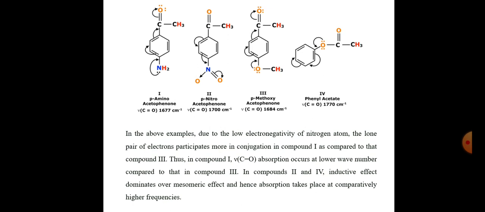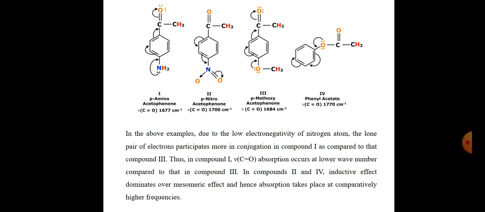Next one, para-nitroacetophenone. Nitro groups are electron withdrawing groups. Therefore, the electron density moves towards the nitro group. The carbonyl bond order increases. When the carbonyl bond order increases, the carbonyl stretching frequency also increases. Next one, para-methoxyacetophenone. The methoxy group containing oxygen donates a lone pair of electrons to the phenyl ring. The carbonyl bond order decreases. When the carbonyl bond order decreases, the carbonyl stretching frequency also decreases.